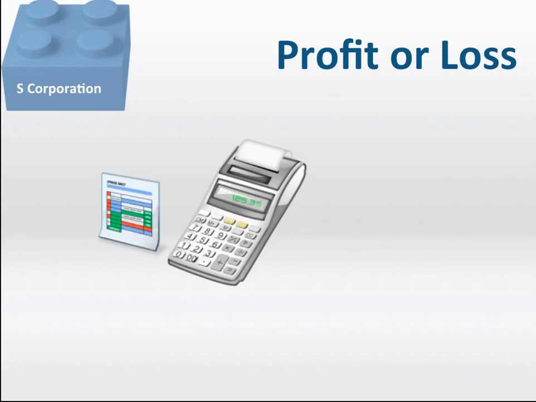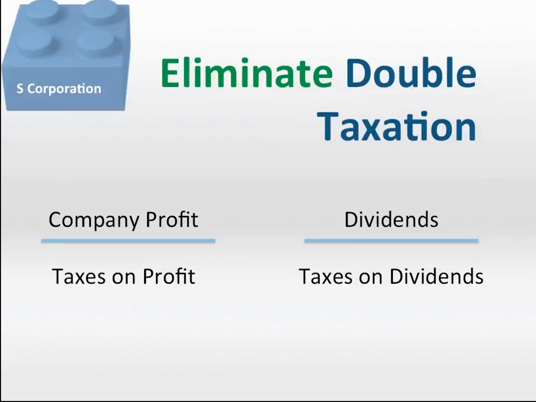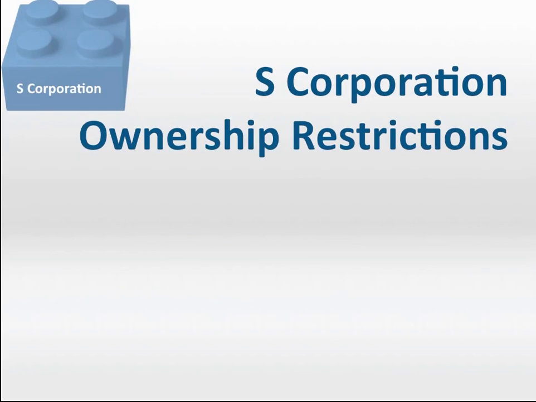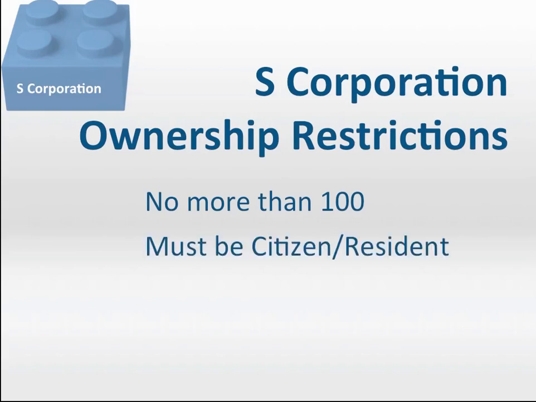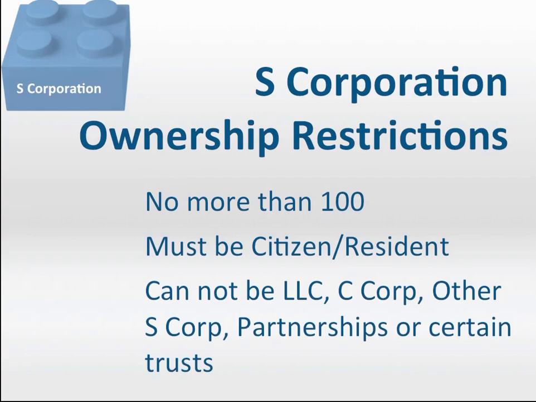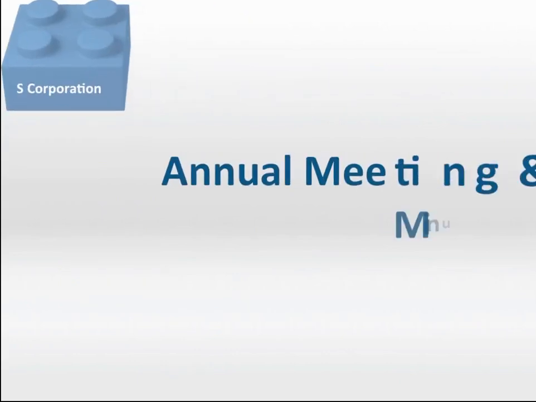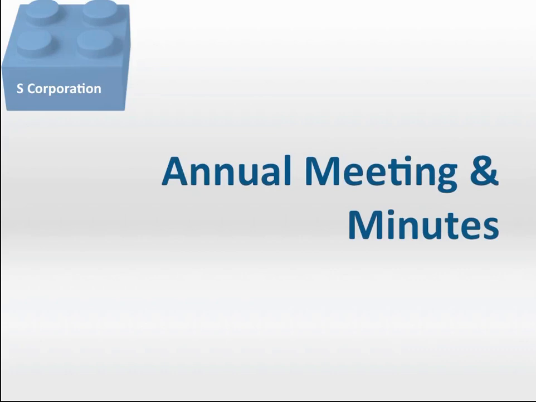S corporation owners report their share of profit and loss in the company on their personal tax returns. A corporation can eliminate the disadvantage of double taxation of corporate income and shareholder dividends by applying for the S corporation status. Shareholder restrictions on S corporations include no more than 100 owners. They must be U.S. citizens or residents, and they cannot be an LLC, C corporation, another S corporation, a partnership, or certain types of trusts. S corporations also need to hold annual meetings and record the meeting minutes.